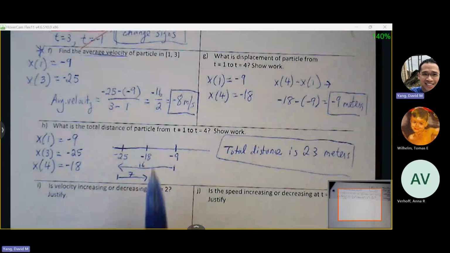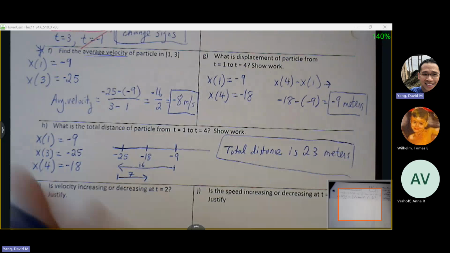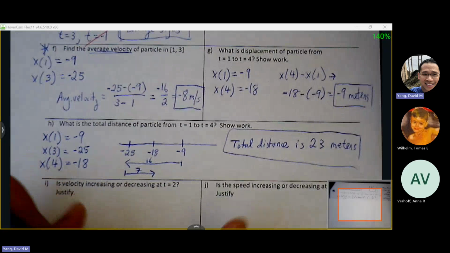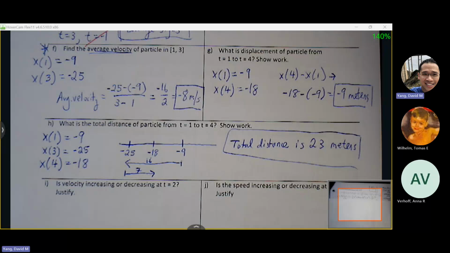Okay, so if you visualize yourself taking steps between different points, I think that's the easiest way to do the problem. You can visualize it.